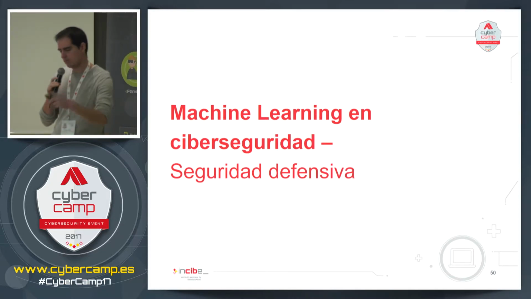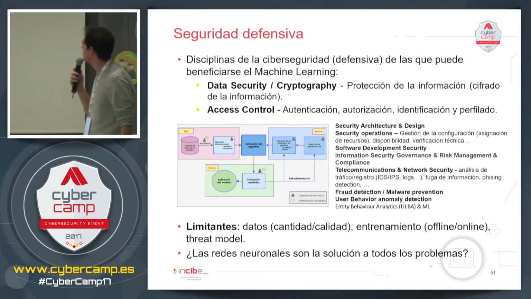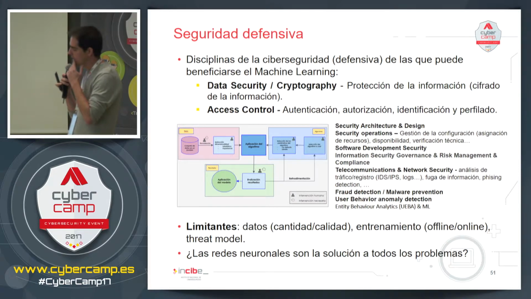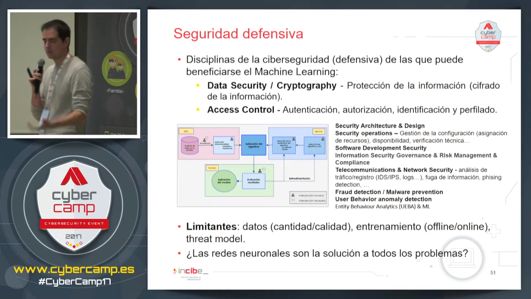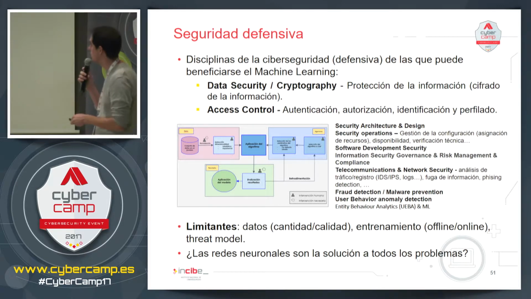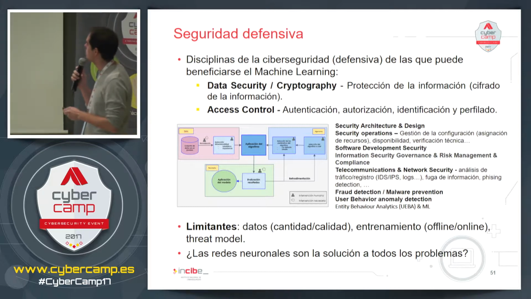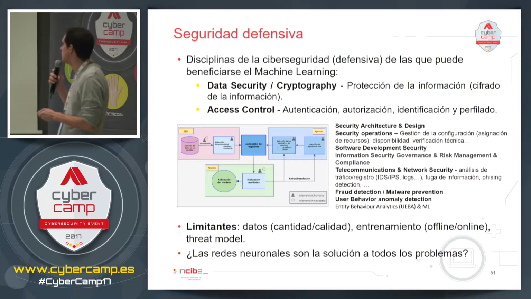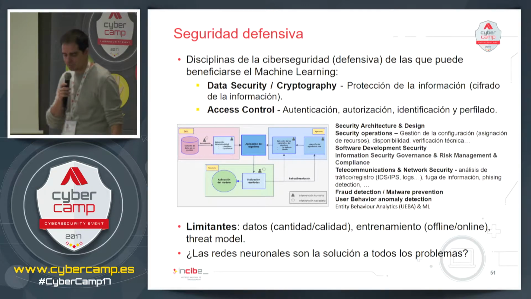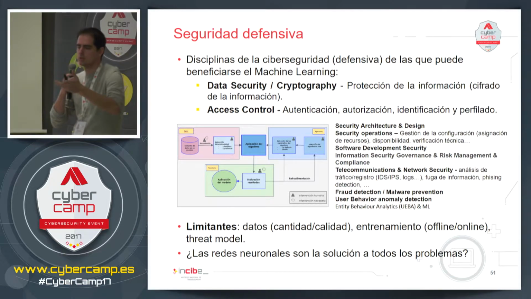Let's see aspects of defensive security as an introduction to offensive security. So how do we use AI in defensive security? I've been working on this for 20 years. These are the scenarios in defensive security. Normally it's used in access control, authentication, authorization, identification, and profiling. It's always been used in everything related to traffic, registrations, IPSs, IDSs, logs, phishing detection, malware prevention and fraud detection.